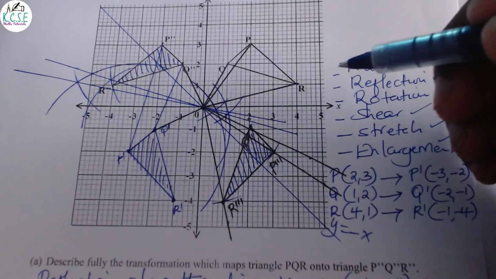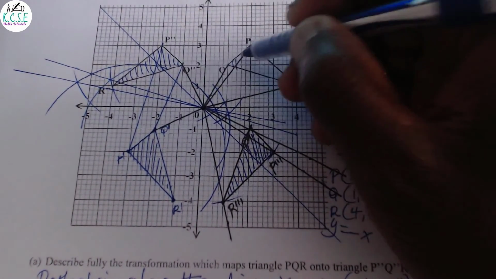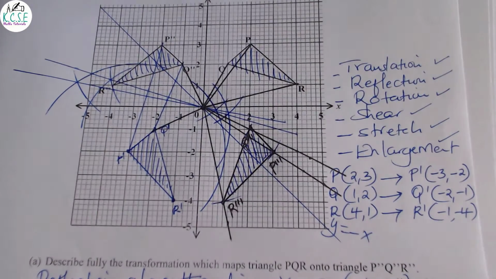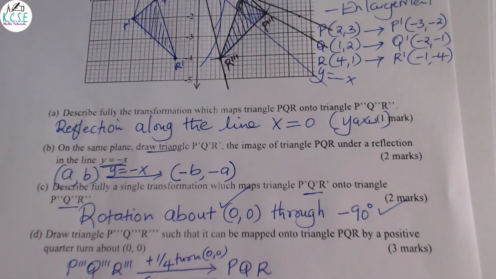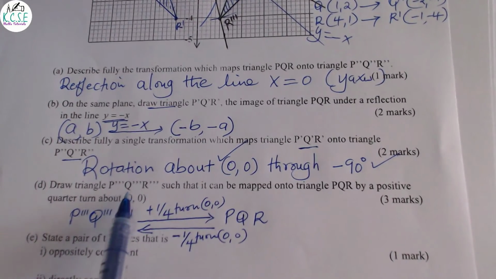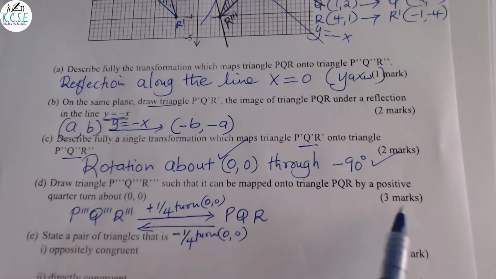And then the first one, the original one, is here. So the four of them are there. So I've done that. I've drawn P triple prime, Q triple prime. I've done that triangle. We're done with that.